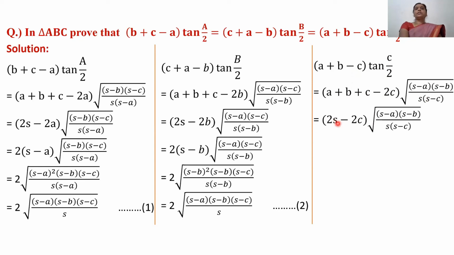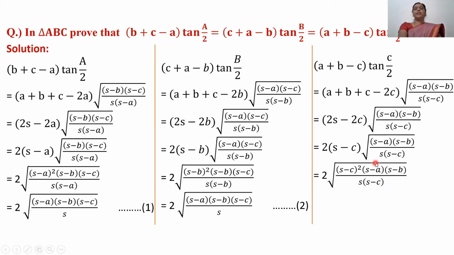Then this is equal to, this A plus B plus C is 2S. Therefore, write down this equal to 2S minus 2C under root S minus A into S minus B divided by S into S minus C. Then in the next step, you take 2 common and here remains S minus C and keep this square root as it is. Then in the next step, you take this S minus C inside the square root, that will be equal to 2 times under root S minus C square into S minus A, S minus B divided by S into S minus C.